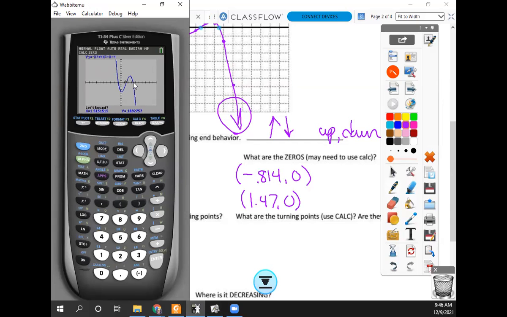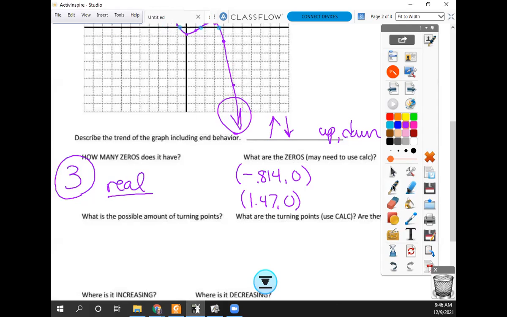So I need to put my cursor exactly to the left of it. So there I'm pretty much on it, right? So I'm just going to go to the left of it a couple of clicks, cross over it. Now that I crossed over, I'm going to hit enter twice, and I get 3.34. So my last zero is 3.34, comma 0. Those are my points.